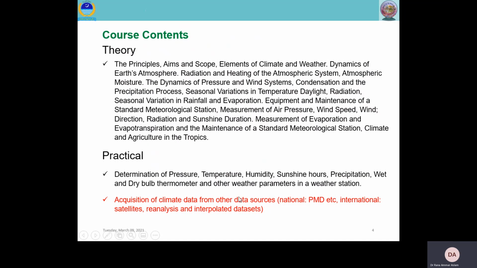So we will have tutorial sessions, and we will learn how to get those data sets in case you don't have observed data. So these are the contents that we will cover.